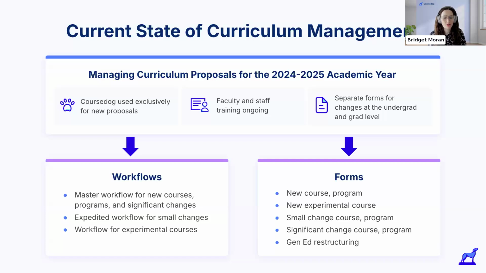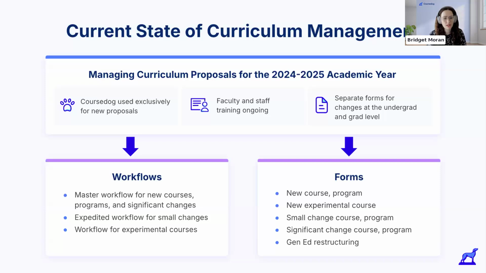So CourseDog at Commonwealth was used exclusively for new curriculum proposals, whether that was at the undergraduate, graduate, or general education level. I know I saw a question in the chat about the types of proposals that were in here, so hopefully this slide gives a little more insight into that. But really, over the past couple of years, the Commonwealth team was hard at work creating these new workflows and forms to help establish this more systematic curriculum review process.